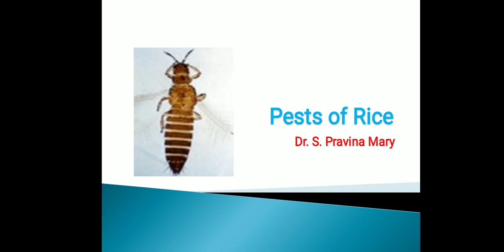The eggs are creamy colored, flat, oval, laid in masses and covered with buff colored hair on the tip. The adults do not feed and only live for 4 to 10 days.